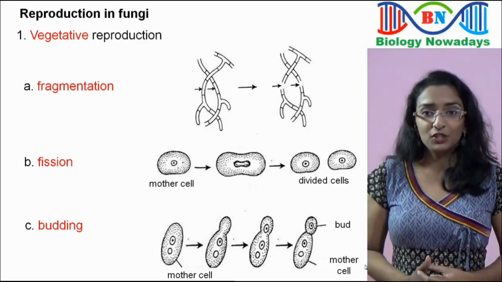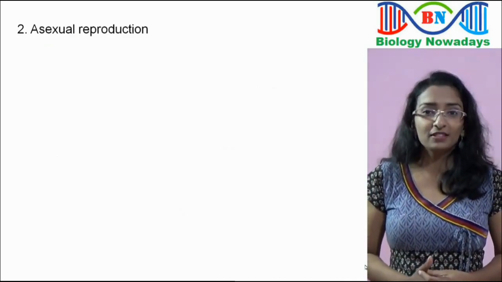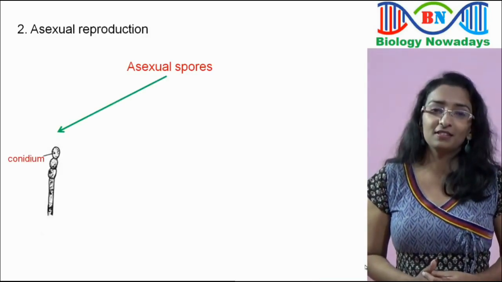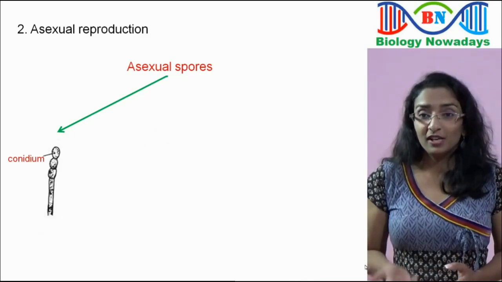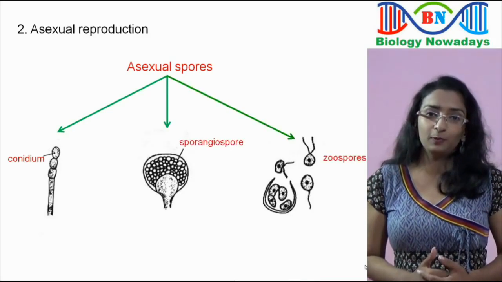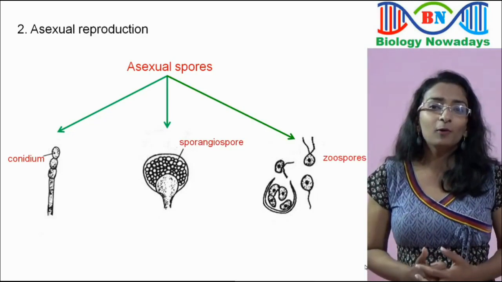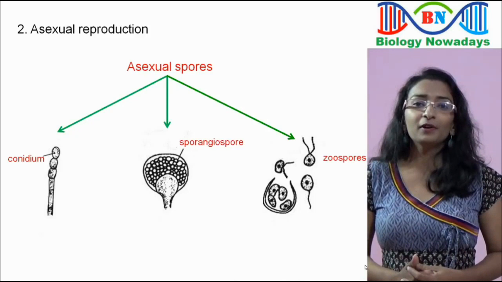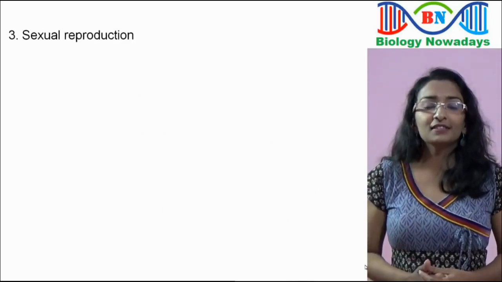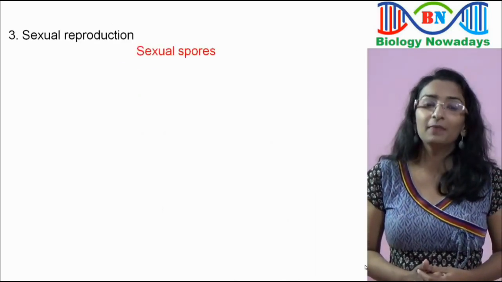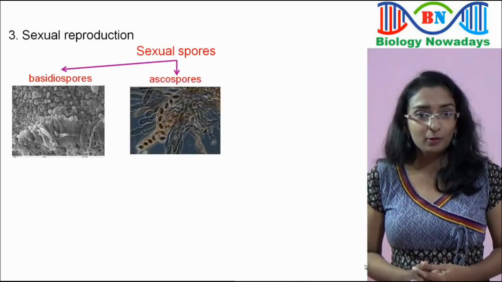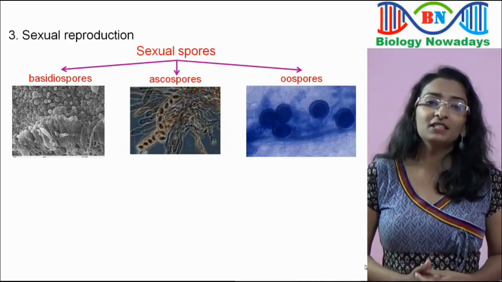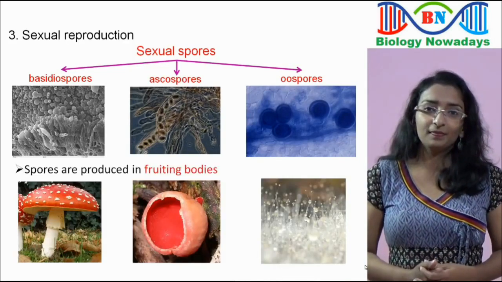Asexual reproduction in fungi takes place through asexual spores like conidia. Conidia is the plural form and conidium is the singular form. Then sporangiospores and motile zoospores. Zoospores are motile because of the presence of flagella. Sexual reproduction in fungi will result in the formation of sexual spores like basidiospores, ascospores and oospores. These sexual spores are formed inside the fruiting bodies.